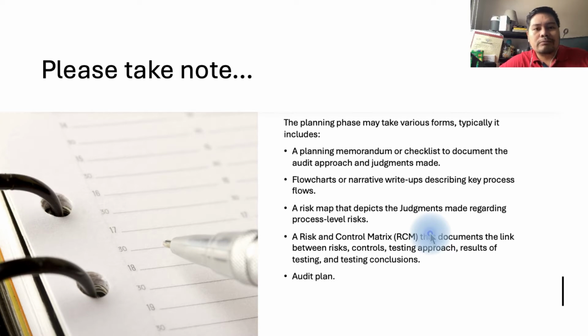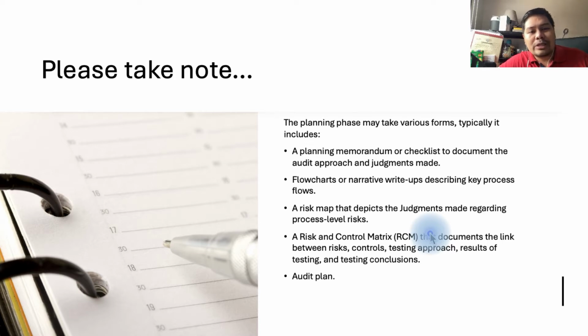Okay. So for the next bullet, you can also include the risk map that depicts the judgment made regarding process level risk. So when you say risk map, you assess what are the risks involved in that certain process, and then what are the risk ratings provided in that certain process. So you will be knowing ano ba yung areas na would be needing more substantive test and what would be needing less test, yung mga tipong ganon.